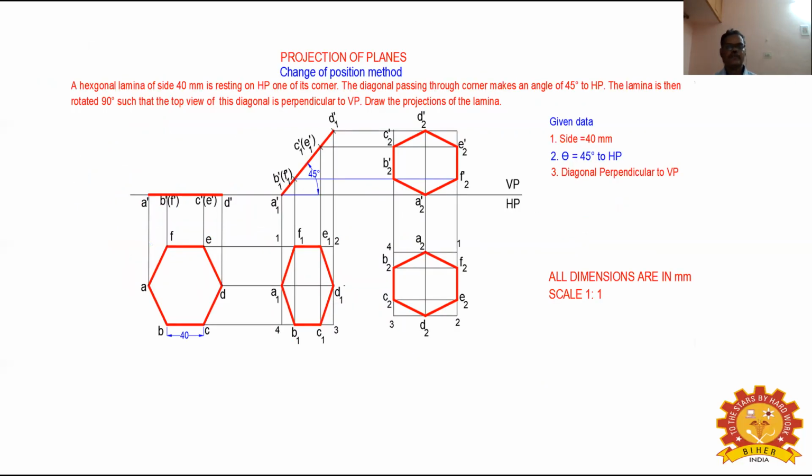Now, this is called as change of position method. Without the angle, you have to rotate this lamina. That is called as change of position method. Okay.